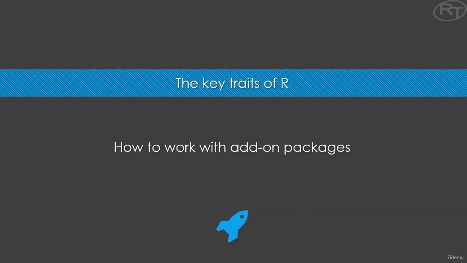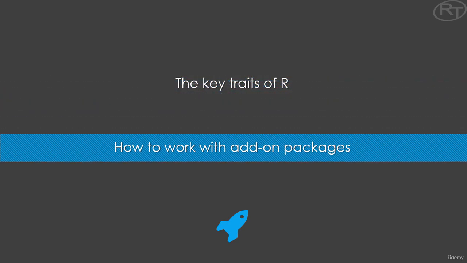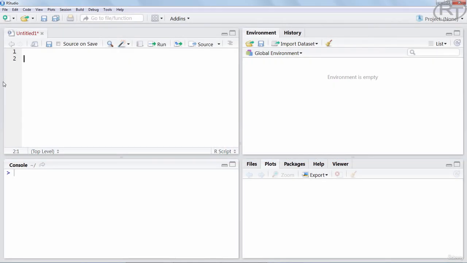Alright, so finally, let's take a look at those community-based add-on packages. I will show you how to install and activate a package. This is extremely important. You will have to install or at least activate packages quite often when working with R. In RStudio, it is really easy to manage your packages. At the bottom right corner, you simply go to the Packages tab.